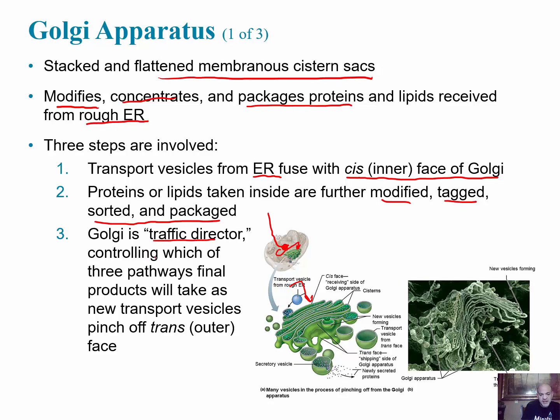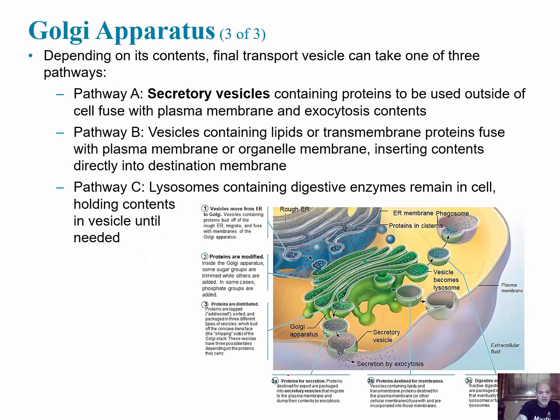So once we've modified those materials further, there are 3 possibilities, or 3 pathways, that the products can take once they're released from the Golgi on the trans side. So it's on the trans side that they're released. We're going to look at those 3 pathways of the products coming out of the Golgi apparatus. This, of course, depends on what's in there. We have 3 possibilities for that final transport vesicle.